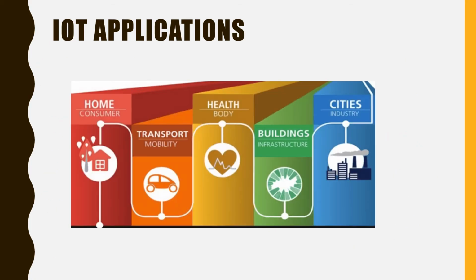Now, as we can see, this is a diagram which can tell you we can have smart homes, we can have smart transports like cars and everything. Then it is related to our body, that is health issues, temperature, diseases, and everything. Then infrastructure development and the smart cities.